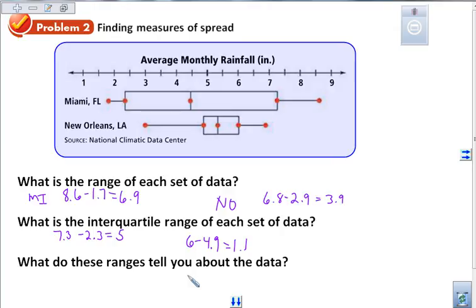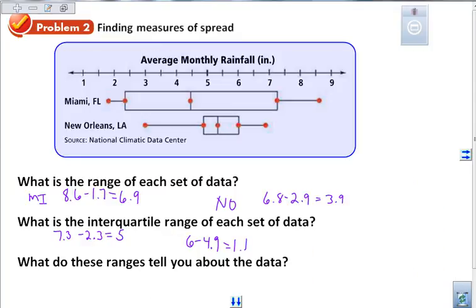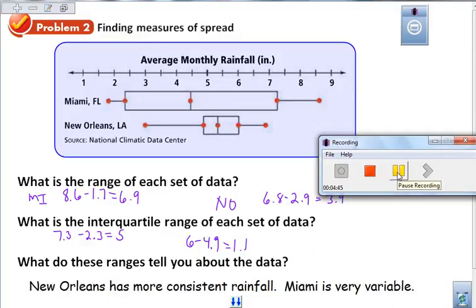What do these ranges tell you about the data? New Orleans has more consistent rainfall. Miami is very variable.